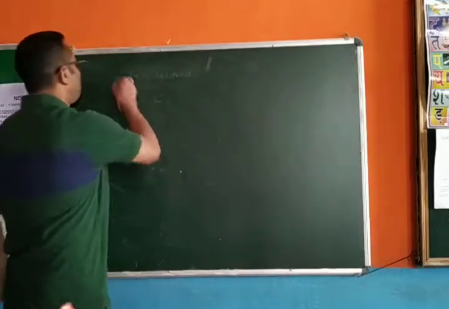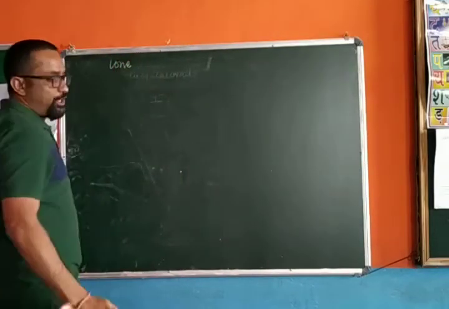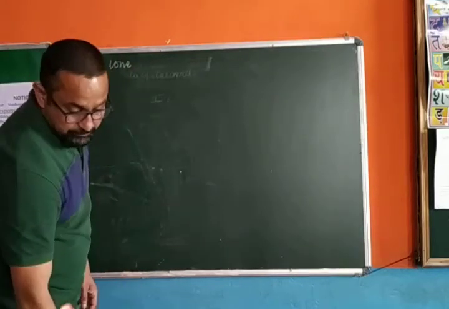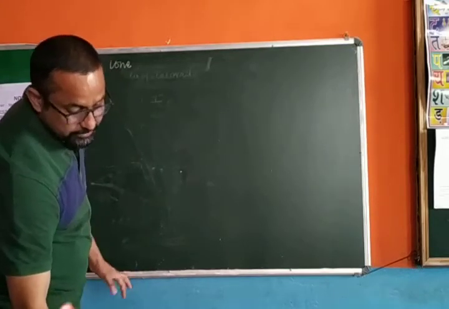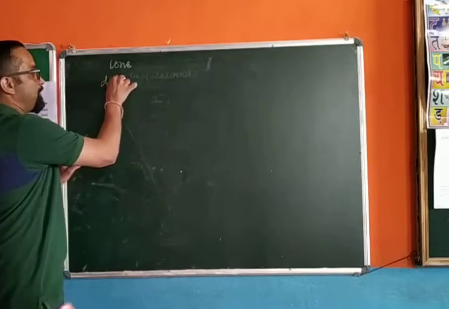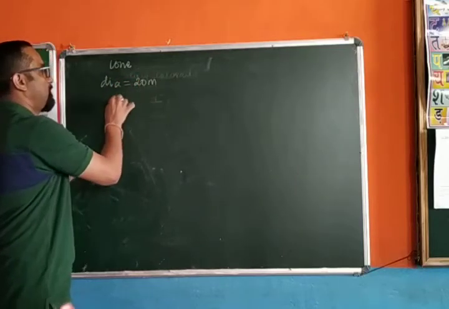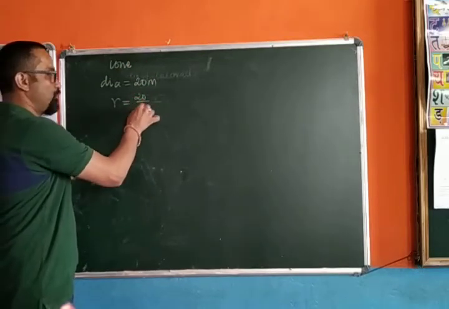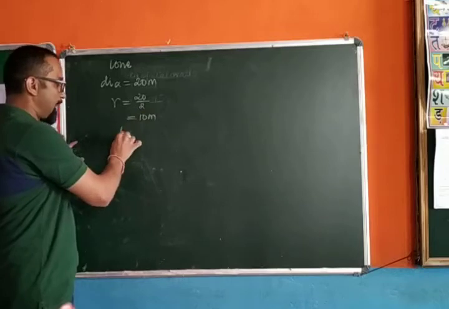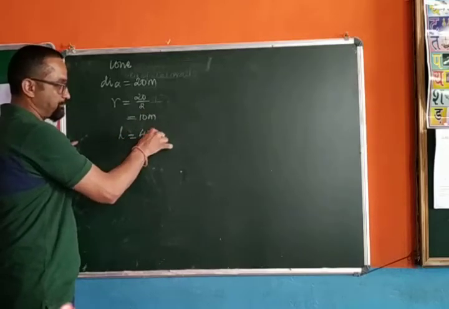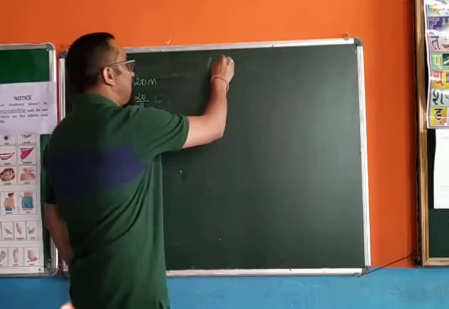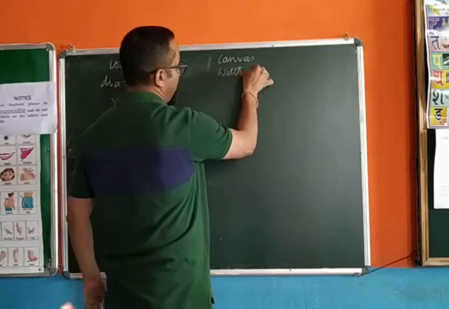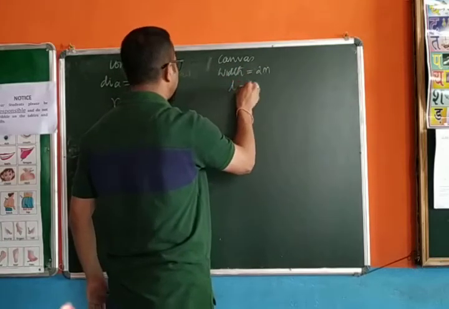First we write cone, and you are given the dimensions of the cone. Diameter required to make a conical tent is 20 meter. Radius has to be calculated using 20 by 2, which is equal to 10 meter. Slant height is given, which is 42 meter. Then you write the other side, canvas. Width is given, 2 meter. Question says find length.